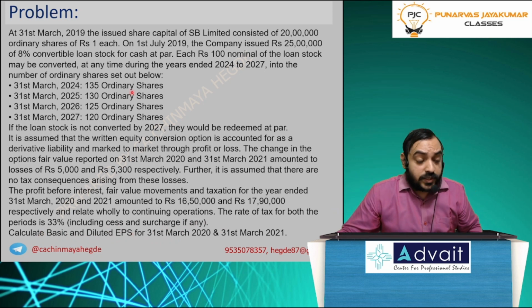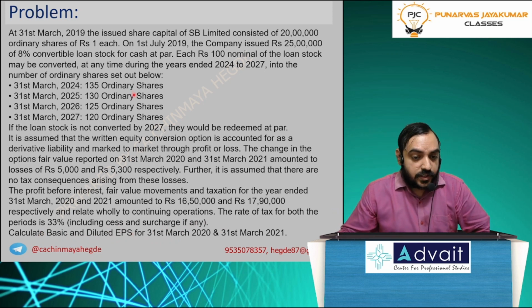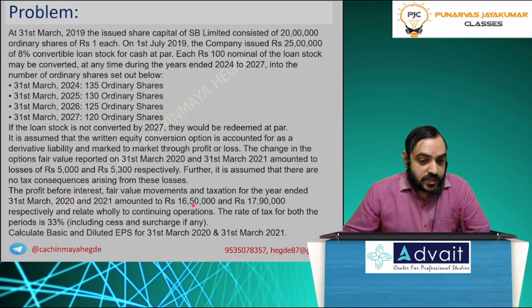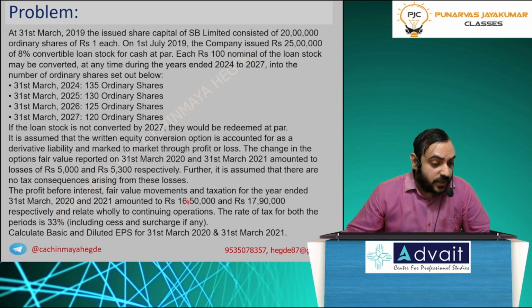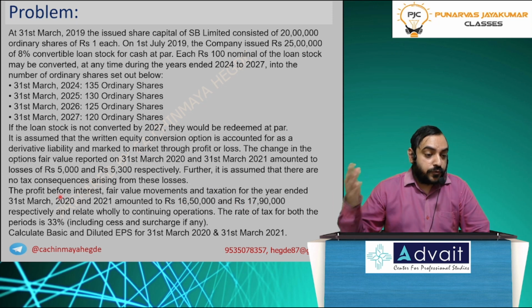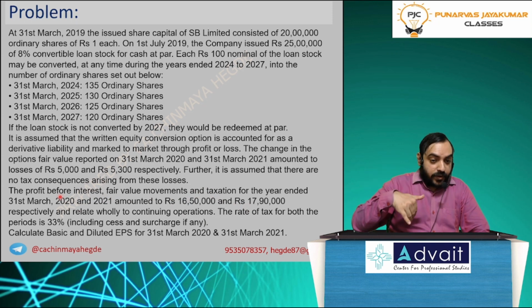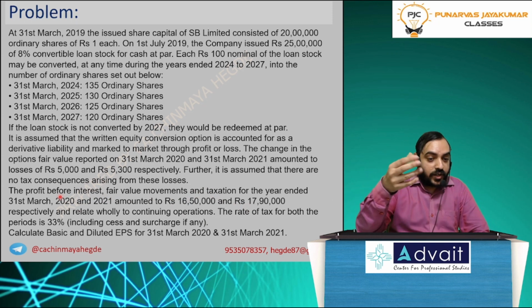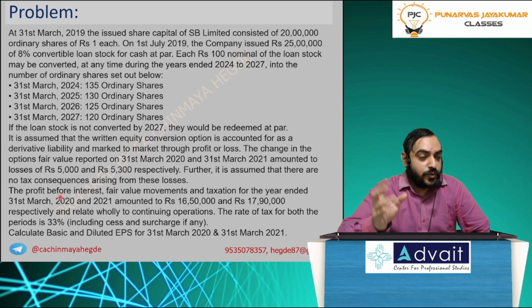Okay, let's do the easier one, which is basic EPS. Profit we have 16 lakh 50,000 and 17 lakh 90,000. This profit is before interest. So first you should subtract interest, subtract tax, arrive at profit after tax, then divide by number of shares, which gives you basic EPS.